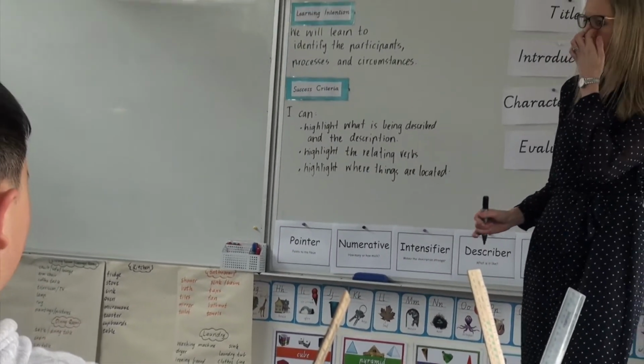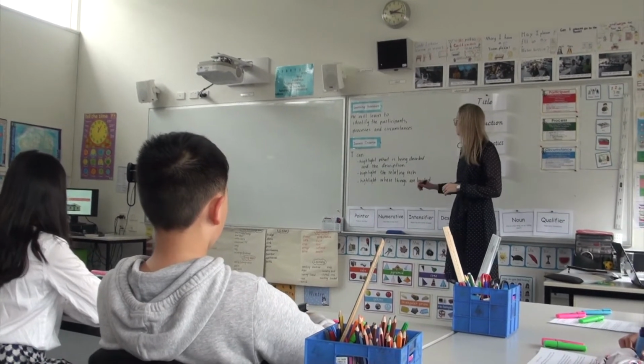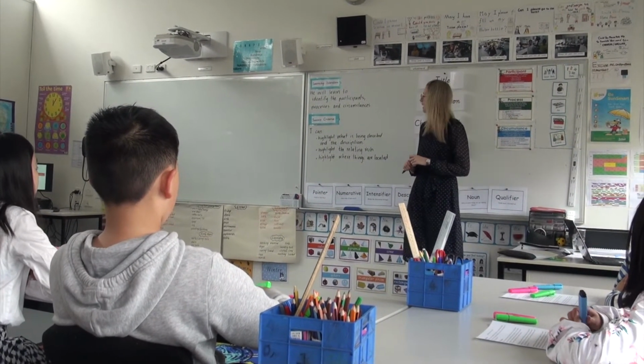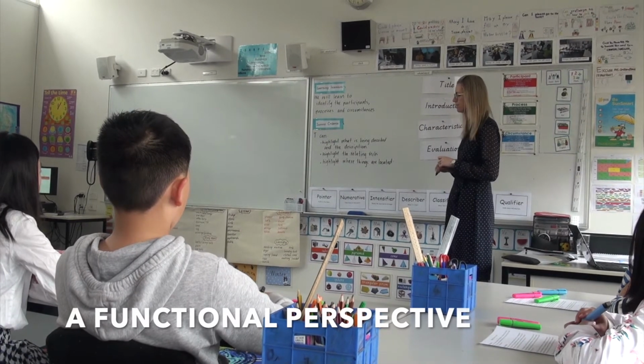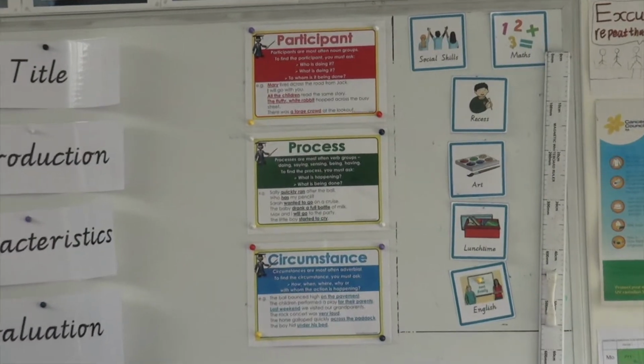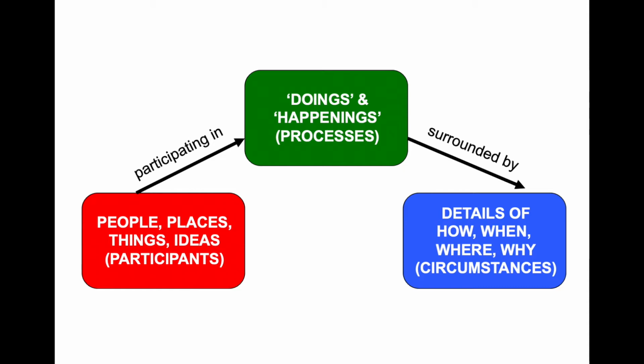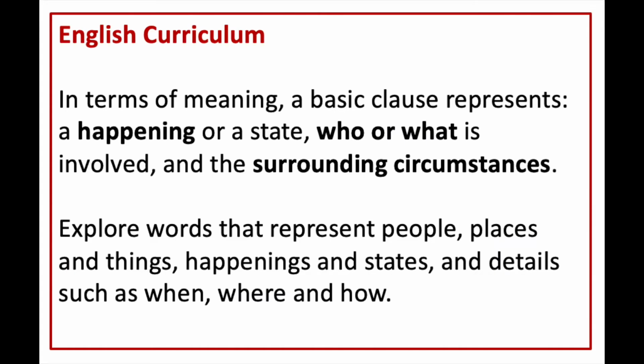Have a look at the board. We're going to look at the new learning intention. Today's learning intention is we will learn to identify the participants, processes and circumstances. Rebecca begins by revising how the clause represents various processes. It describes the participants in the process and the circumstances surrounding the process, such as how, where and when it's taking place, as described in the English curriculum.